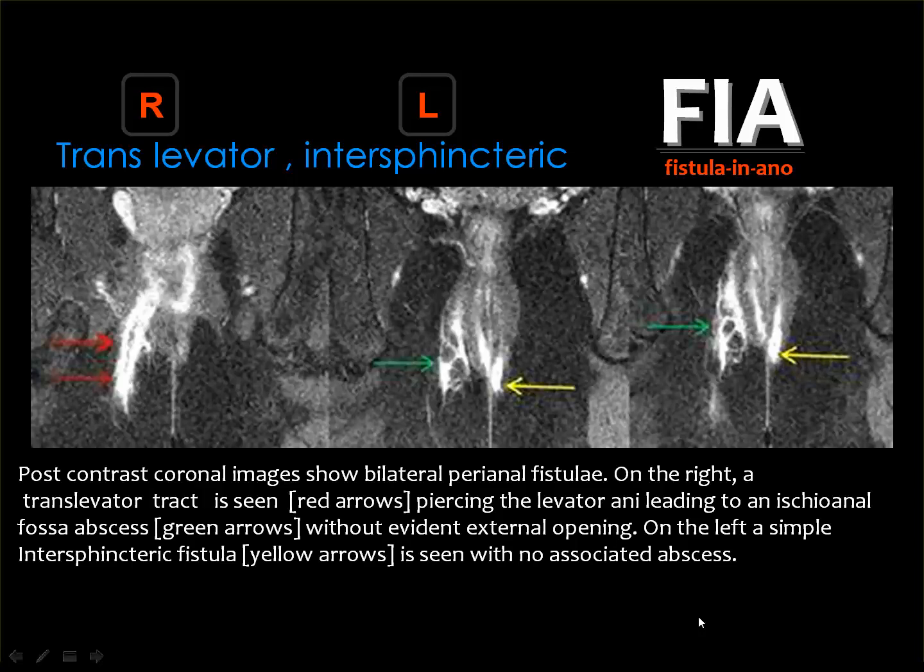And these are two examples of a translevator fistula on the right side and a simple intersphincteric fistula on the left side by contrast enhanced MRI. This is an intersphincteric fistula between the internal and the external sphincters, and this is the transsphincteric fistula. The fistula starts here and goes up, and you see in this image that it has crossed the levator, and its continuation is an abscess in the right ischioanal fossa.